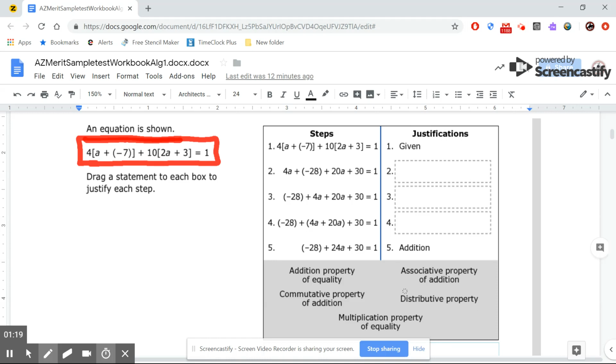The good part about the question is that you don't have to solve it or find the value of a per se, but you have to take a look at which property is being applied on which step as we go on and solve it. So let us take a look at the different steps. We'll start with step number 1. On step number 1, this is a given property, meaning the question was already provided to us. That is why the name is given.